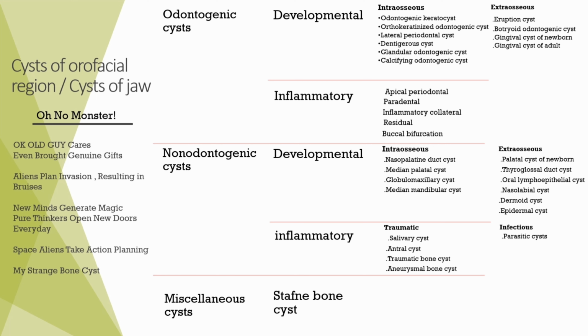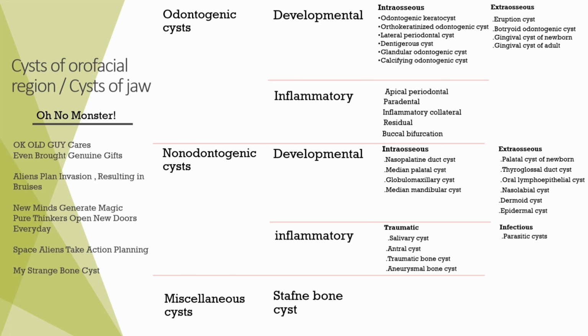So that was all about odontogenic cyst. It has two types, developmental and inflammatory. Now coming to non-odontogenic cysts, we have again developmental and inflammatory. In developmental, we have intraosseous and extraosseous, inside, outside.